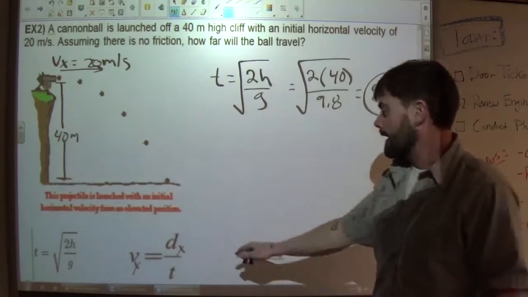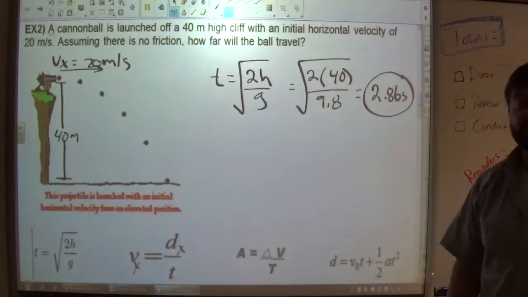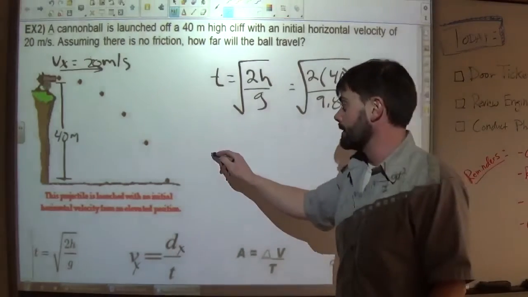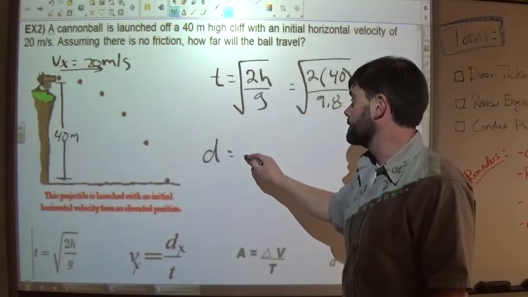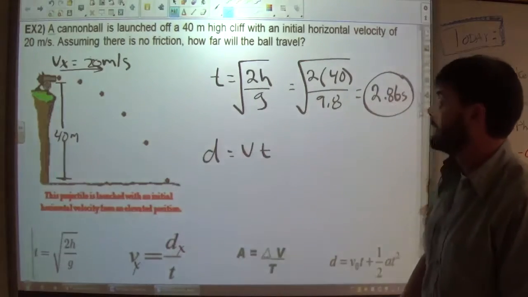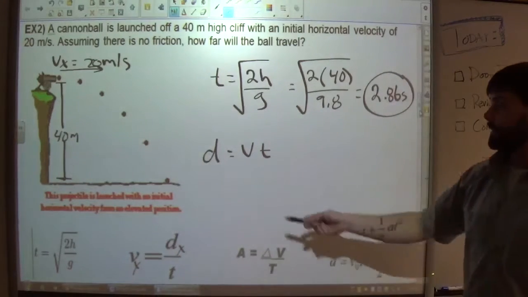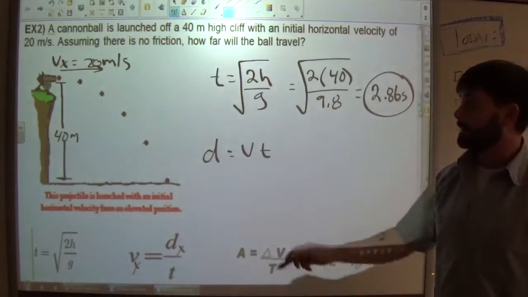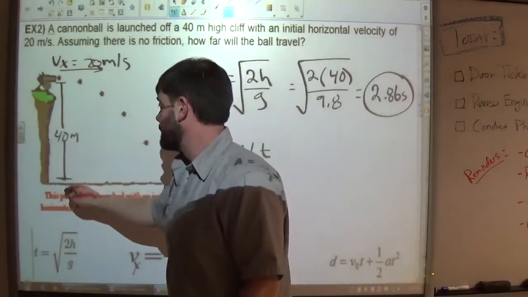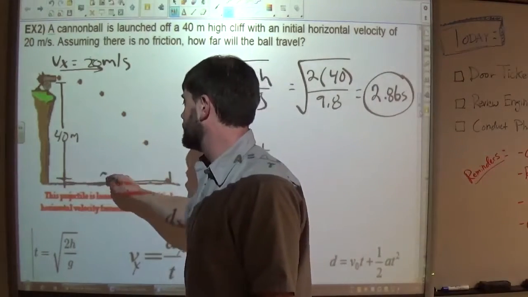Our equation for velocity is distance divided by time. Therefore, to figure out distance, you just simply do velocity multiplied by time. Well, the distance could be vertical or horizontal. In this situation, we're talking about the d of x, which is here.